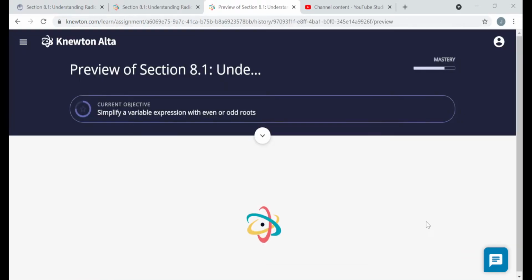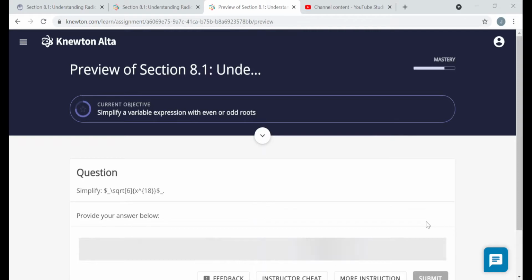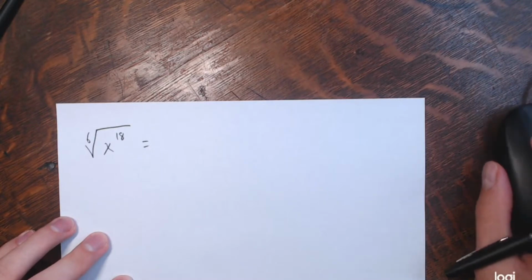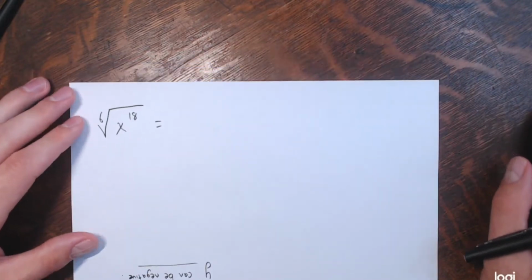All right, next question. So another even root. My goodness. All right, I'll write this again. We have the sixth root of x to the 18th.